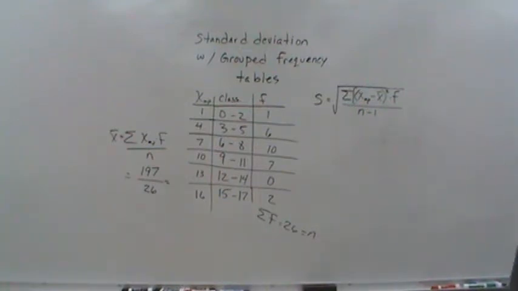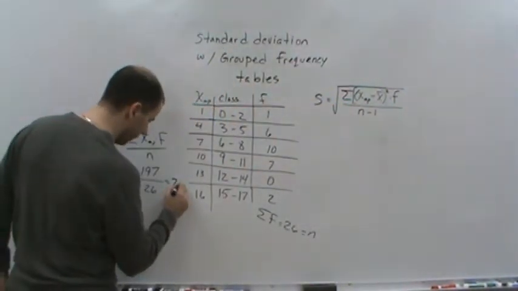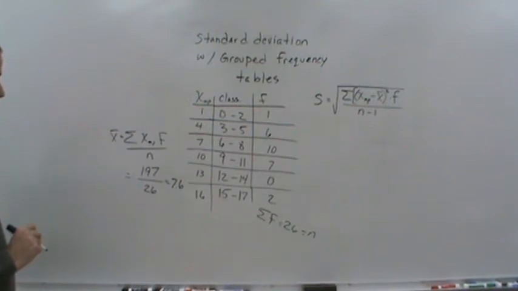becomes 7 point, we'll just go one decimal place. So 7.6. That's the mean. Okay. So now, with that mean, now we can go ahead and calculate this.